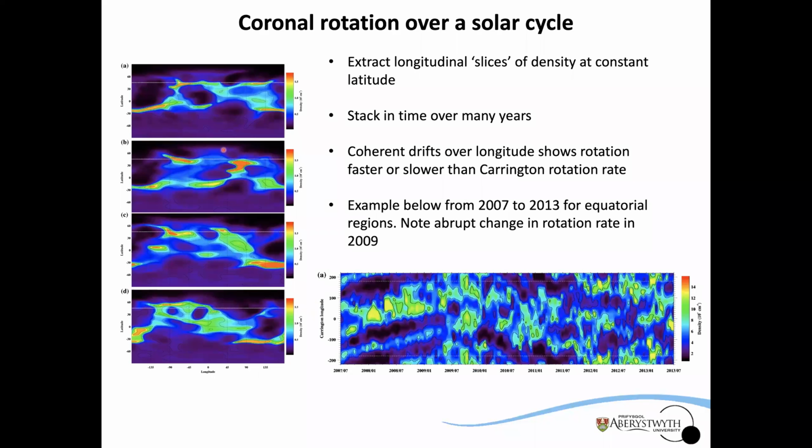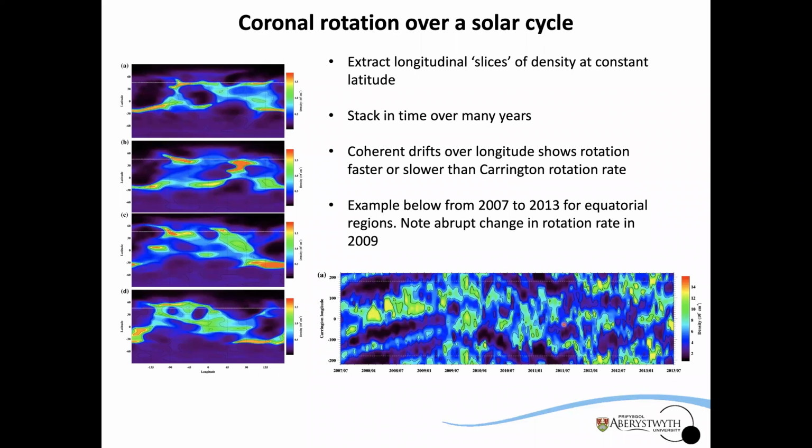These 4 maps on the left are separated by around 2 weeks. So we're moving forward in time from A to D, by 2 weeks, 2 weeks, 2 weeks. And then what we notice is that structures, the high density streamers, are drifting in longitude. And we can take slices. So I've just shown as an example here a dotted white line. We can take slices at a constant latitude and stack these in time over the 13 years of results we have.